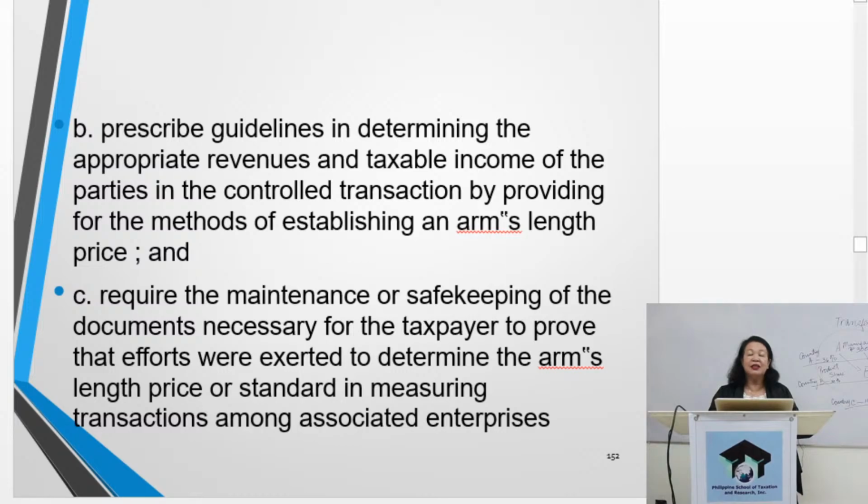And what is the factor that influence price in the market? The law of supply and demand, no? Pero walang element of control between the related parties. Kaya yun po yung susundan. So kung ano yung independent price ng shoes sa market, yun po yung susundin, hindi po yung price na dictated ng grupo, no?